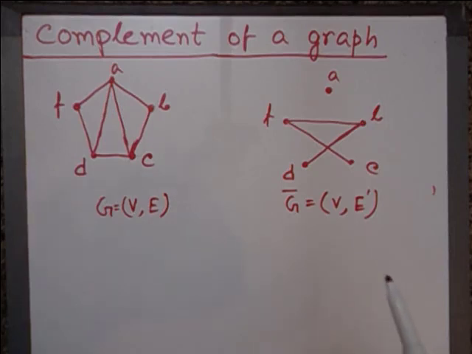Now, here is an important observation for complement graphs. If the size of the vertex set is n, then in the complement graph it's the same vertex set, so the size also is n. But the sizes of the edge sets of the original graph and the complement graph add up to n choose 2, or n times n minus 1 over 2.